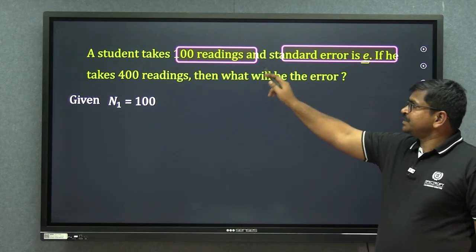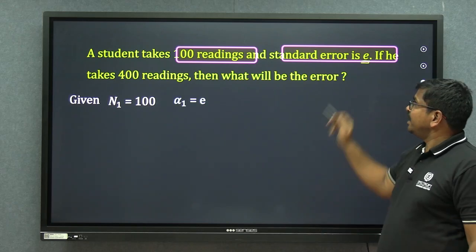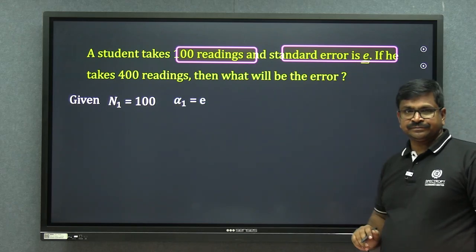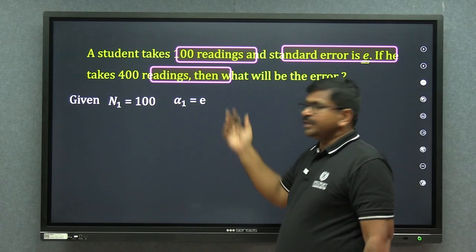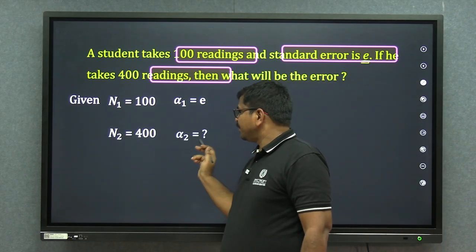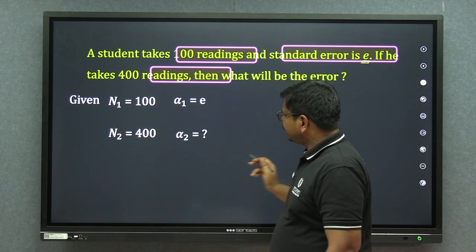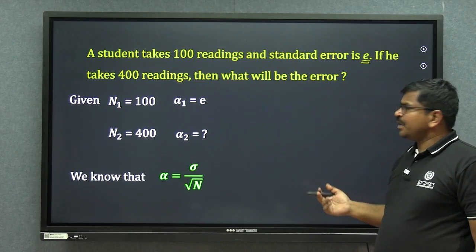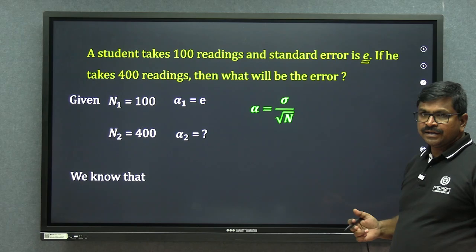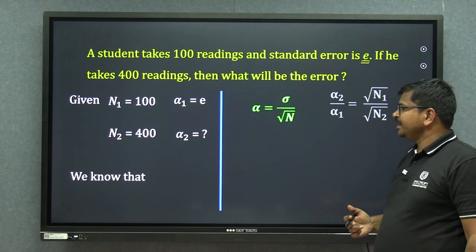Initial number of observations is given as N1 = 100 and the standard error is E. Suppose the readings are 400, that is N2 is 400, then what will alpha 2 be? Alpha is inversely proportional to the square root of N. I can write alpha 2 by alpha 1 as square root of N1 by N2.